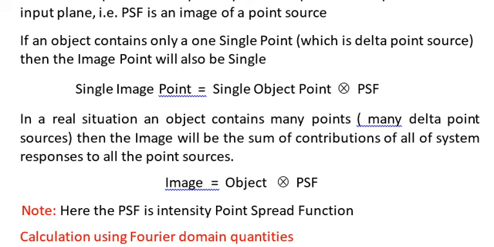Now if an object contains only one single point, for example a delta point source, then the image will also be a single point, as demonstrated in this figure. That is, the single image point is equal to the single object point convolved with the point spread function. In a real situation, an object contains many points, that is, many delta point sources. In other words, an object is composed of many delta functions of varying intensities, and then the image will be the sum of the contributions of all of the system responses to all the point sources. So we consider that the object consists of many points. We evaluate the response of each point through the system, and then we sum up those contributions to find the image at the image plane.